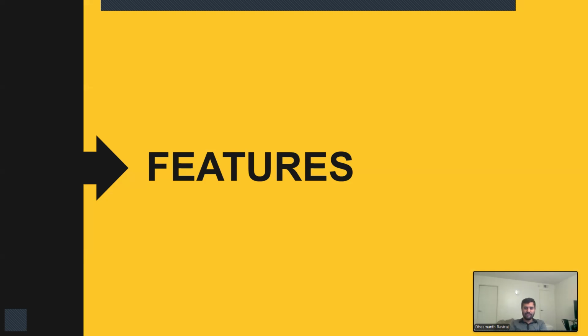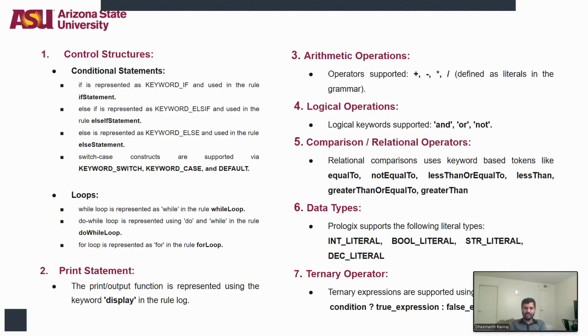To wrap things up, here's a summary of Prologix key features, all enabled by the grammar we just saw. Next slide. Prologix supports control structures like if, else, and switch case, giving developers full control over logic branching. It includes three types of loops, while, do while, and for, to handle all the iterative requirements. The print statement uses the display keyword, making the output straightforward and easy to understand.